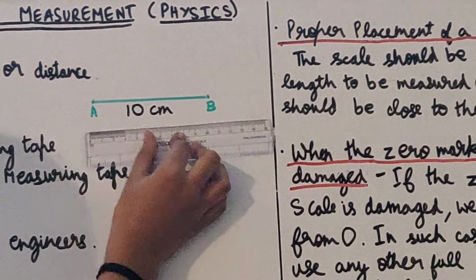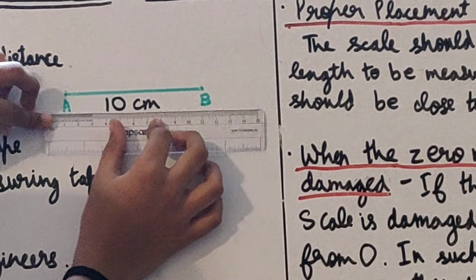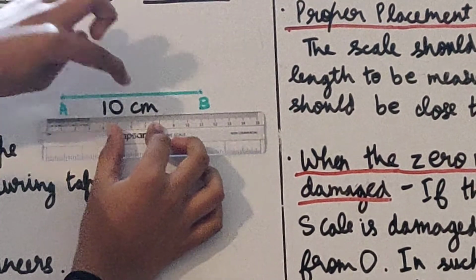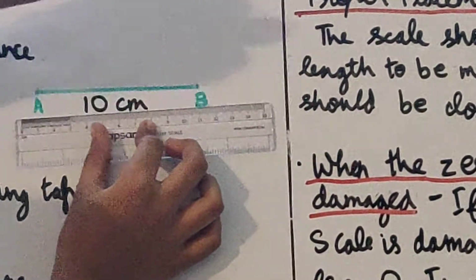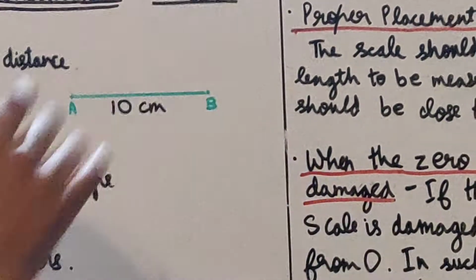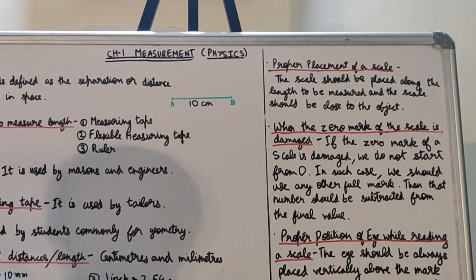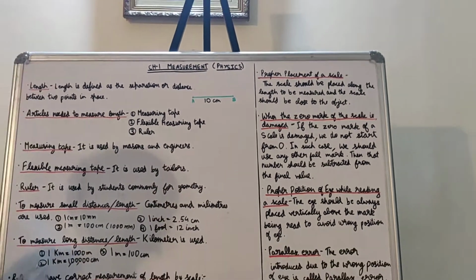Let me again explain this. If the zero mark of the scale is damaged, start from 1. I am getting 11 over here. So just simply subtract 1 from 11. We will get 10 centimeters as the answer. Same is the case with other line segments also.